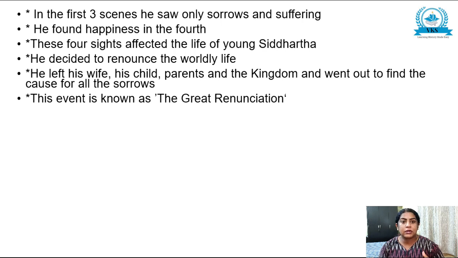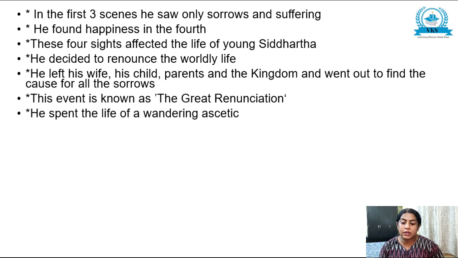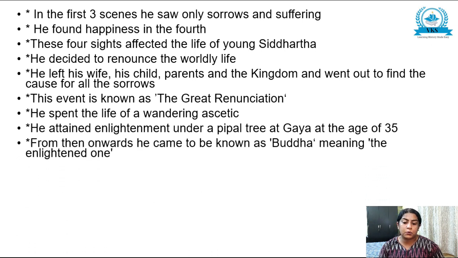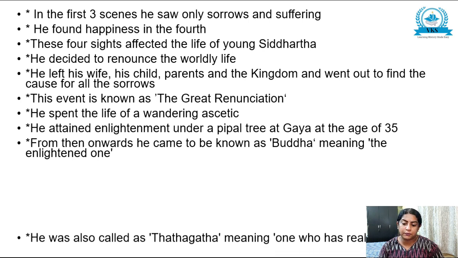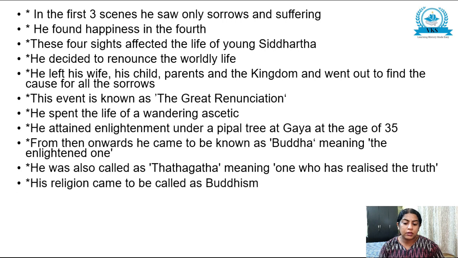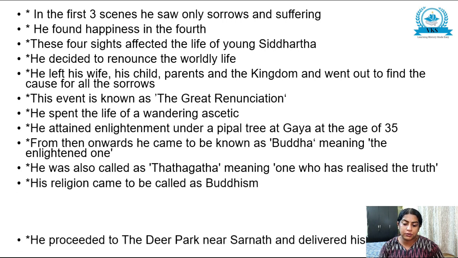That is, when Siddhartha left everything and went to find the cause of the sorrows, that incident is called the Great Renunciation. He spent the life of a wandering ascetic. He attained enlightenment under a peepal tree at Gaya at the age of 35. From then onwards, he came to be known as Buddha, meaning the enlightened one. He was also called Tathagata, meaning the one who has realized the truth. His religion came to be called Buddhism.